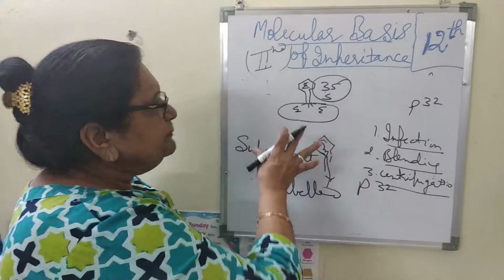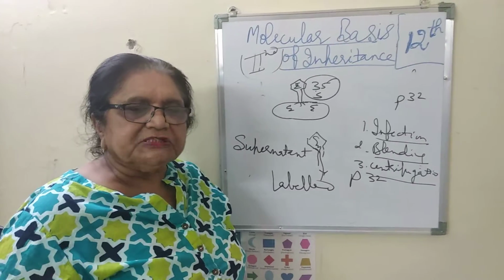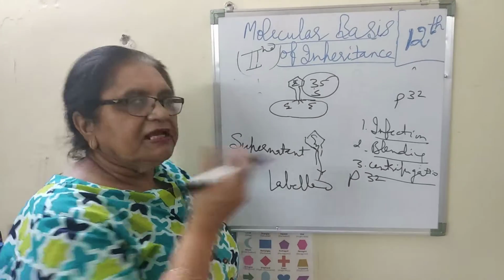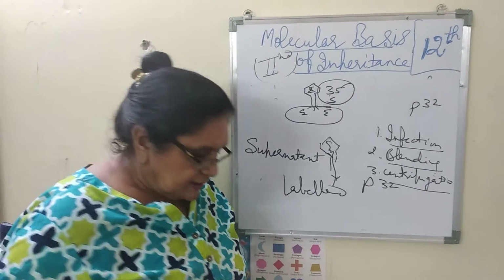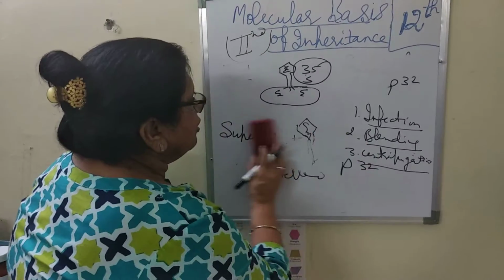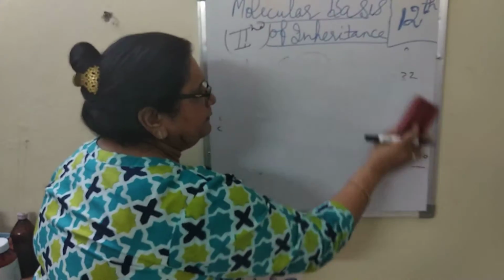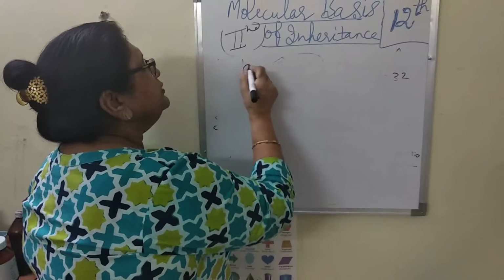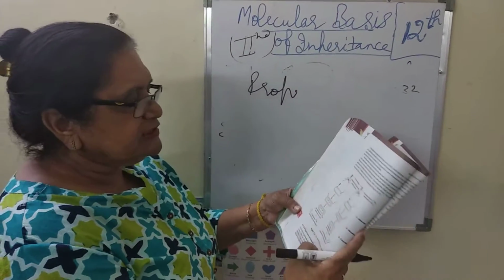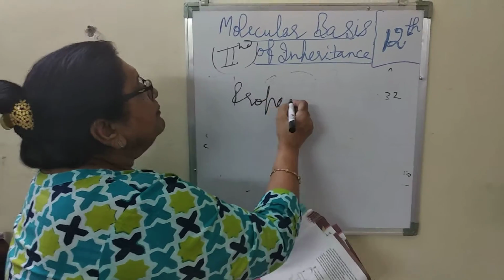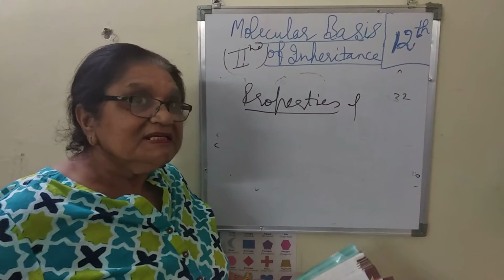So 2 experiments are very important to prove DNA as a genetic material: one is the Griffith experiment, second is the Hershey and Chase experiment. The third subtopic is: what are the properties of DNA? Third step according to NCERT, properties of DNA or genetic material.